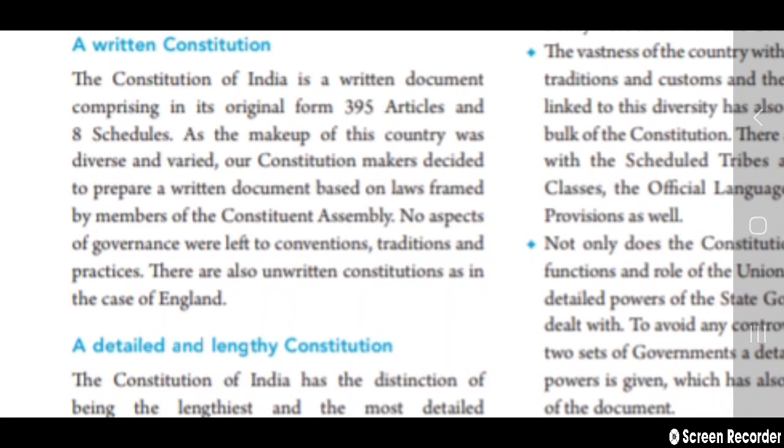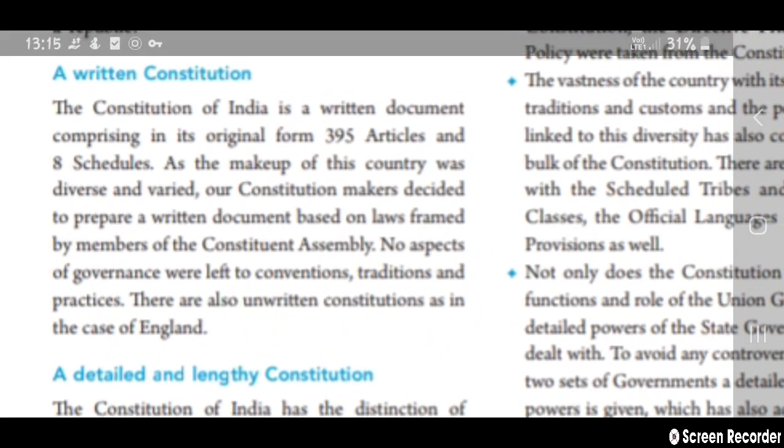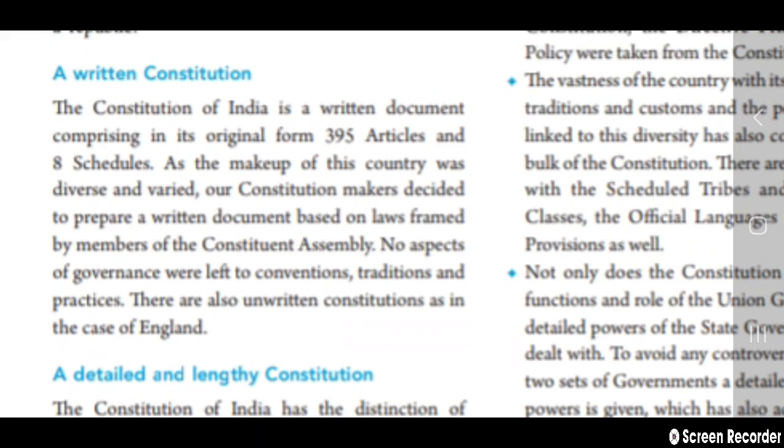A written constitution. The Constitution of India is a written document. In its original form, it had 395 articles and 8 schedules. As the makeup of this country was diverse and varied, our constitution makers decided to prepare a written document based on laws framed by the members of the Constituent Assembly. No aspects of governance were left to conventions.